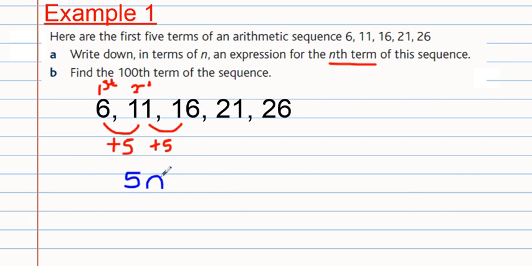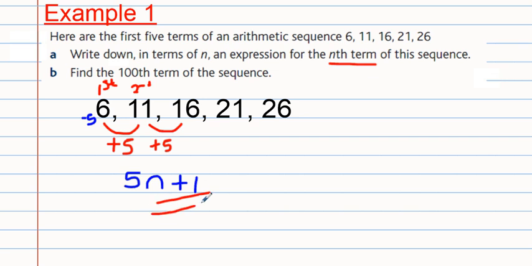5n. n represents the position of each term, so it could be first term, second term, and so on. So this is the first term, but we need to get the term before the first term. So we need the 0th term. Because we're adding 5 this way, we have to subtract 5 from 6. So minus 5, 6 minus 5 will give us 1. So plus 1. It means the nth term of this sequence is 5n plus 1.